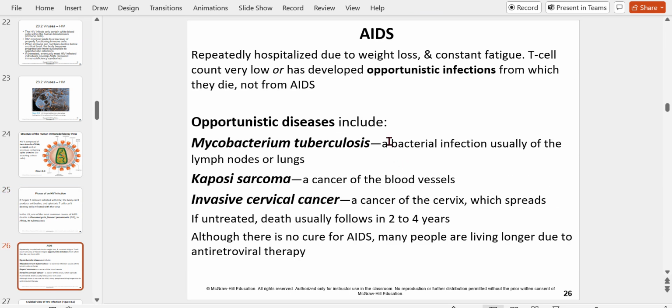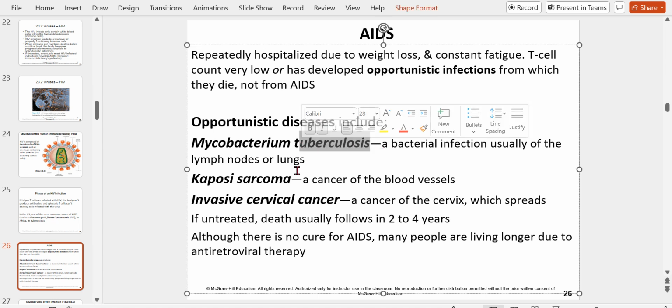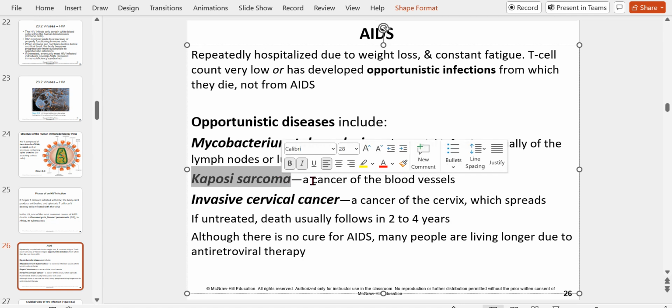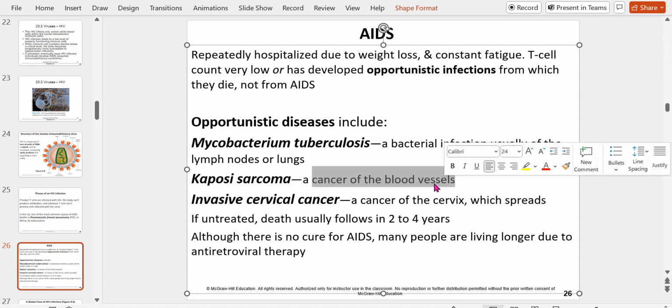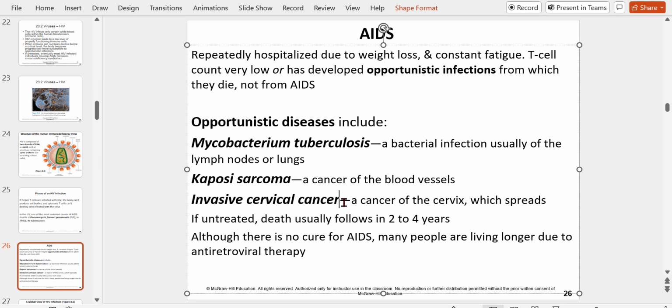Repeatedly hospitalized due to weight loss and constant fatigue, T-cell counts very low, or has developed an opportunistic infection from which they die, not from AIDS. Opportunistic infections include tuberculosis, Kaposi sarcoma, a cancer of the blood vessels which tends to be very rare, invasive cervical cancer, everything else but AIDS.